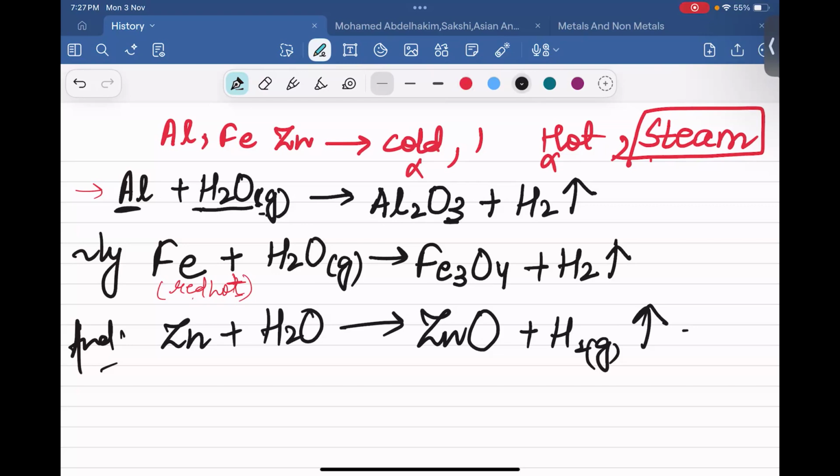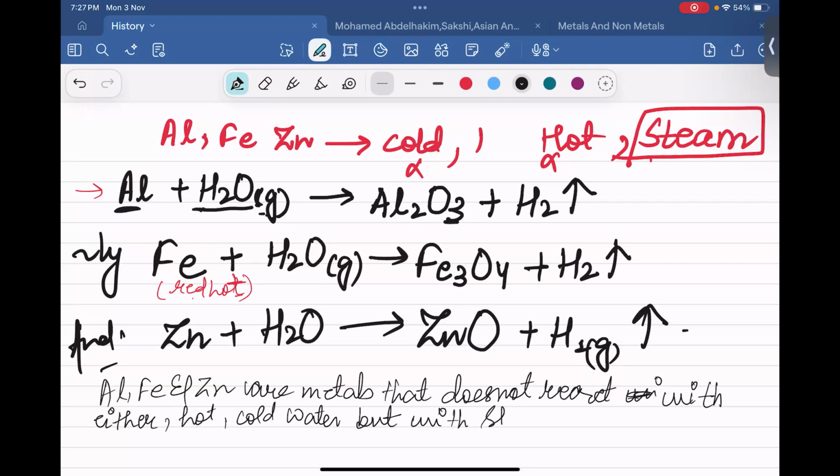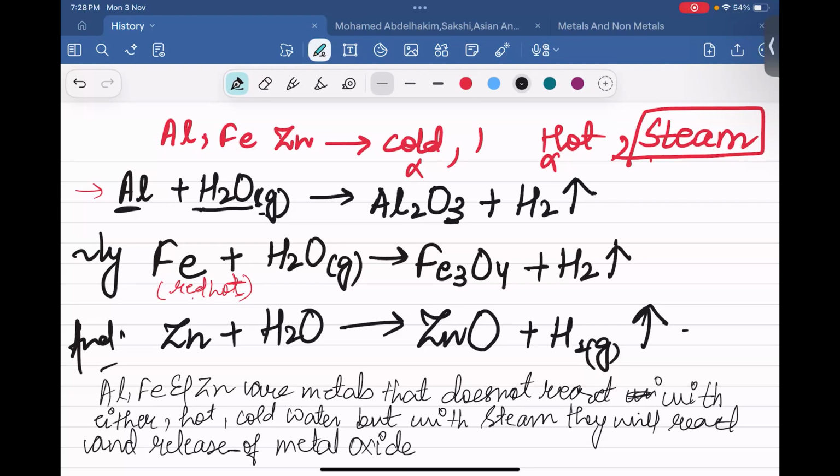So what have we written? We have written that aluminium, iron, and zinc are metals that do not react with either hot or cold water, but they will react with steam, and release metal oxide and hydrogen.